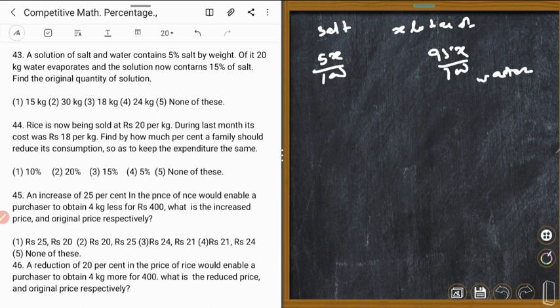So, of it 20 kg water evaporates. Water evaporates, that means 95x upon 100 minus 20. Could you understand?